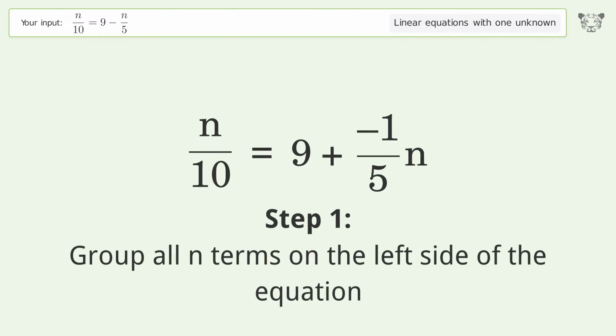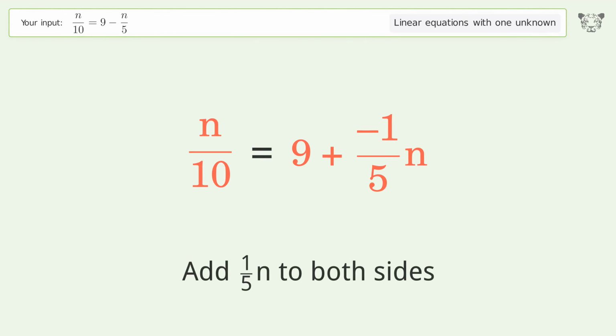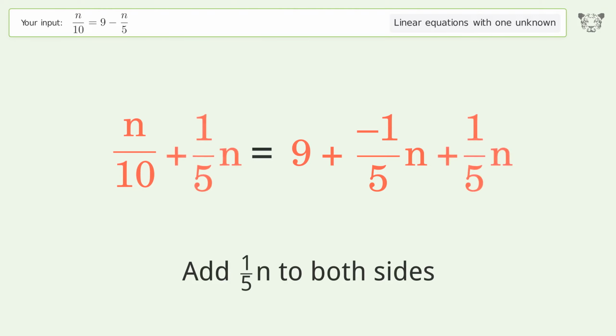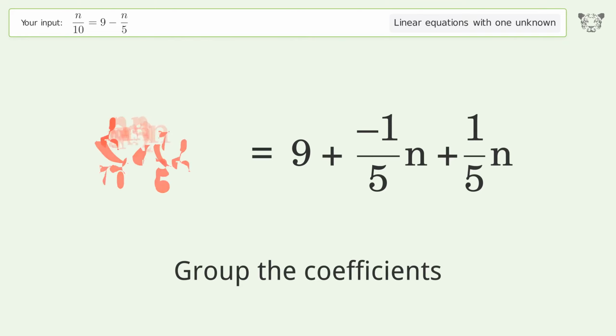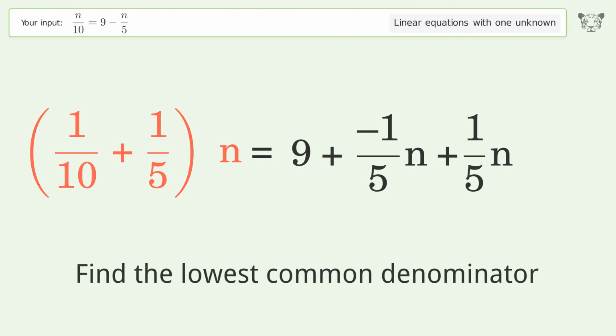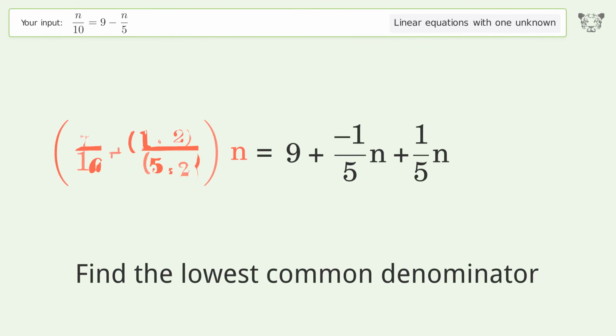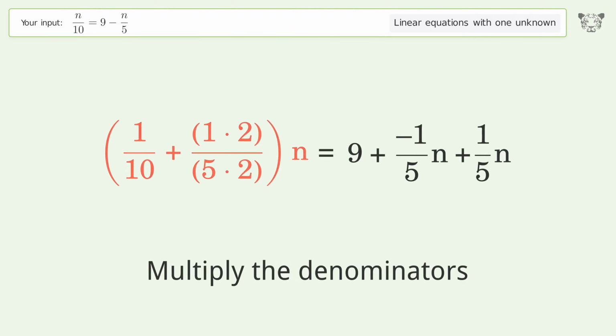Group all in terms on the left side of the equation. Add 1/5 into both sides. Group the coefficients. Find the lowest common denominator. Multiply the denominators.